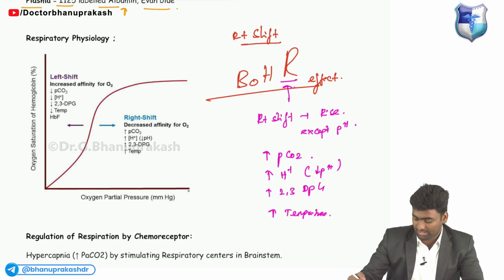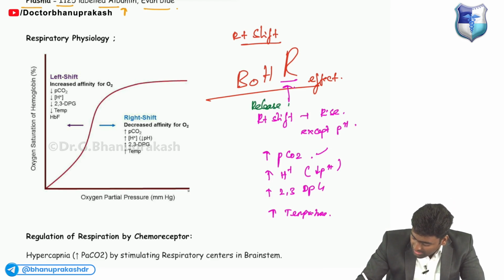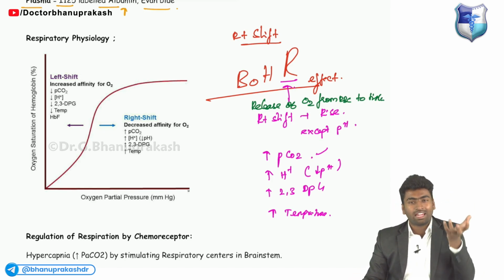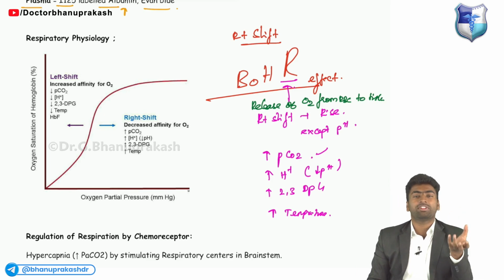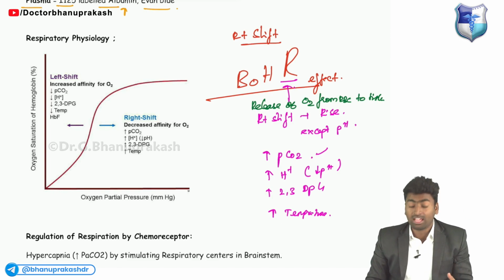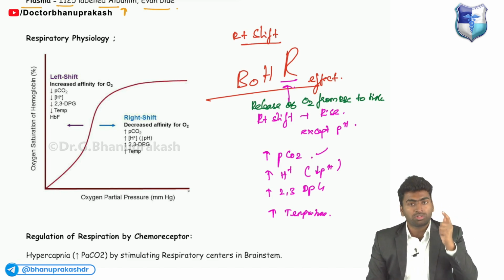Okay, yeah, fine. So there will be increased PCO2, and you can also remember R for R: it will cause release of oxygen from RBC to tissues. Because the work of RBC is to carry the oxygen. Once it carries, it needs to release into the tissues. So if RBC releases oxygen, it is known as Bohr's effect. And in Bohr's effect, everything will rise: PCO2 will be more, protons will be more, 2,3 DPG will be more, and temperature also will be more.